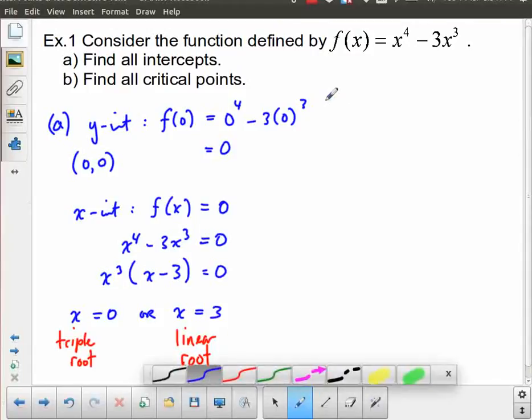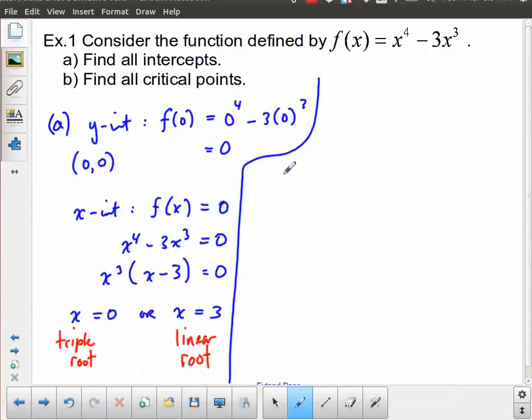Now, the other thing I've been asked to do is, let me just partition this. So for part B, I have been asked to find critical points. So for that, I'm going to need the derivative. So I'm going to find f prime of x, which is 4x cubed minus 9x squared. Then I'm going to set f prime of x equal to 0.